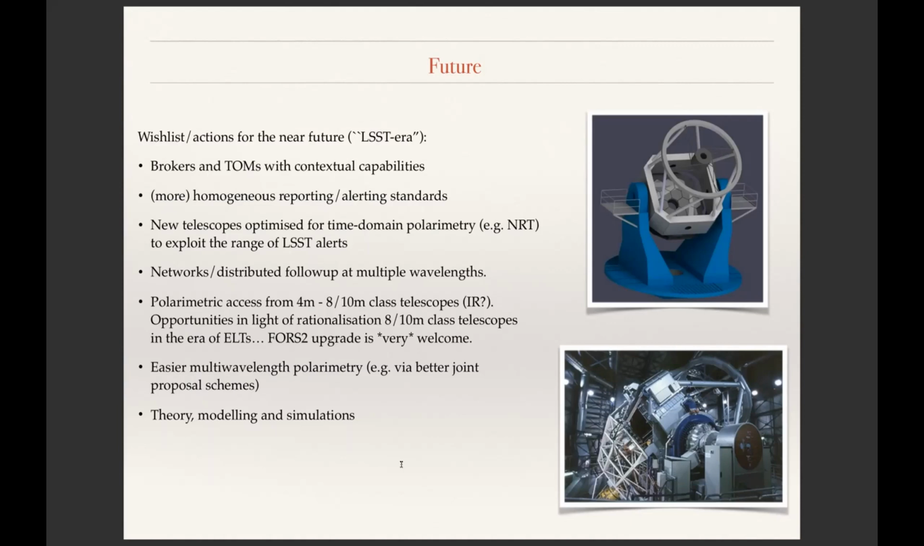Networks or distributed follow-up at multiple wavelengths, it's something that we're already doing a bit. It would be really nice to roll that out in a more formalized manner also for polarimetry. Of course, as we all know, polarimetric access to 4-meter and 8-meter class telescopes is not really increasing much. In fact, it is decreasing a fair bit over the last years. And in the infrared, that is a particular issue that we're seeing, at least for ESO countries.